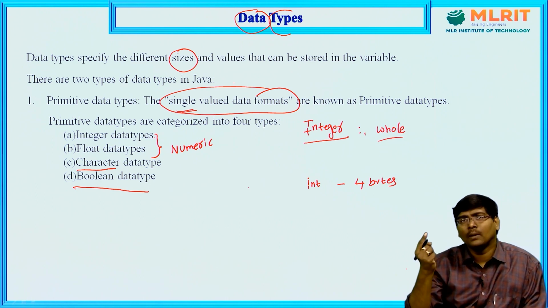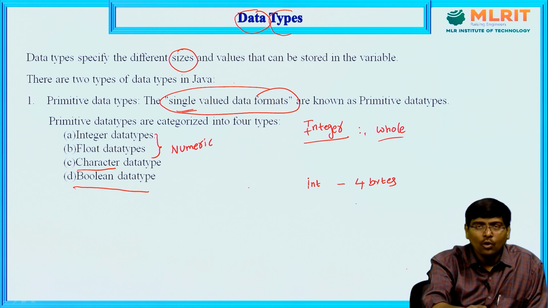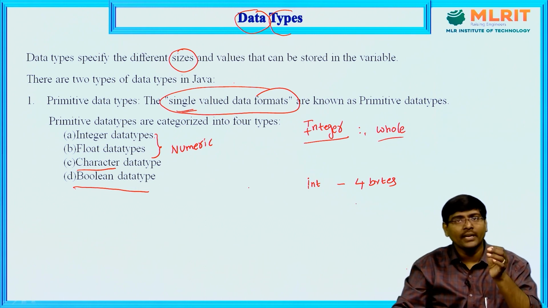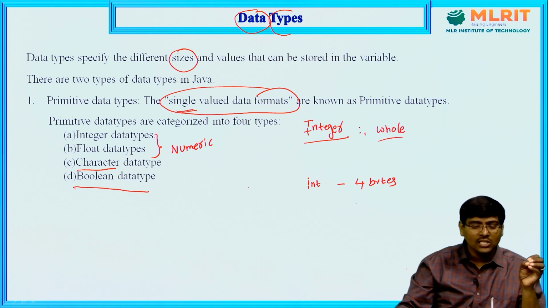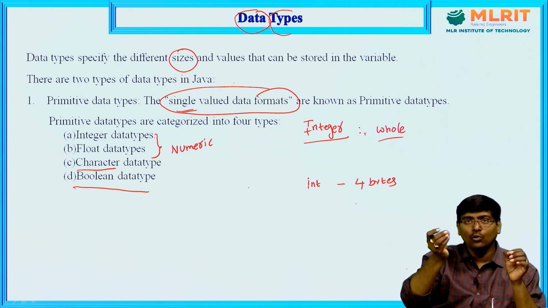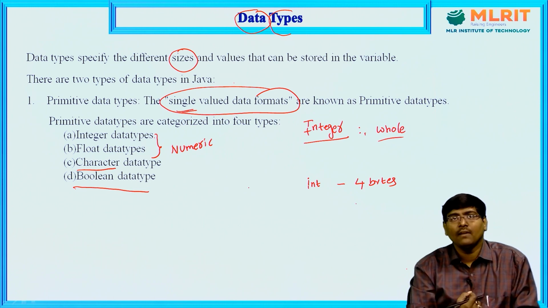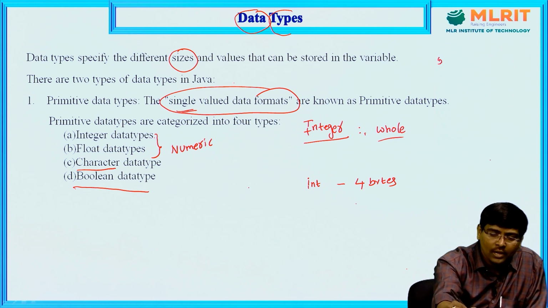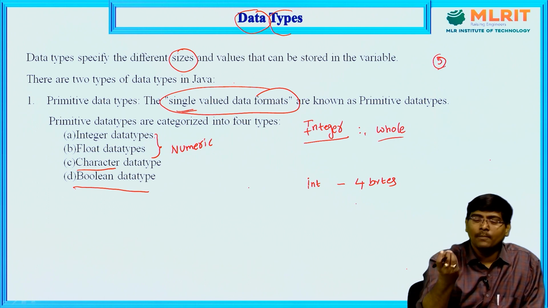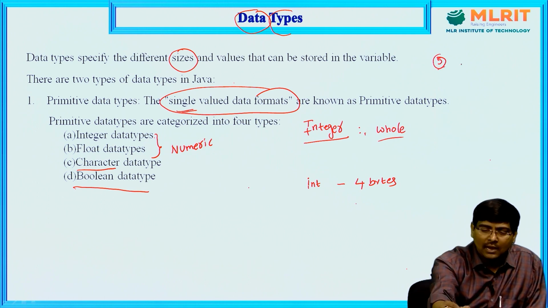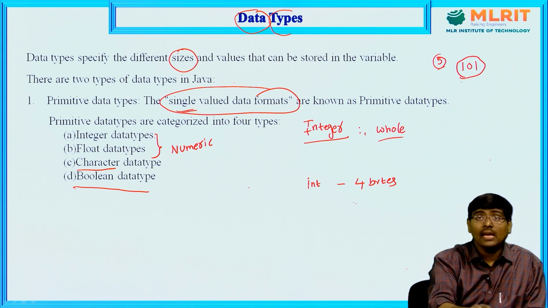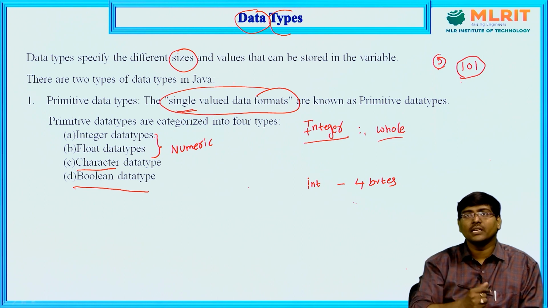You know that one byte means 8 bits. So, 4 into 8 is 32. That means if you store an integer variable, the system allocates 32 bits of memory for storing the variable. For example, assume I want to store the value 5. In binary representation, the value 5 needs only 3 digits. Only 3 bits are sufficient. But here I allocate 32 bits, a wastage of memory.